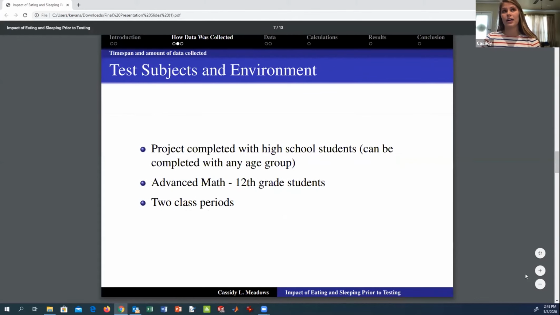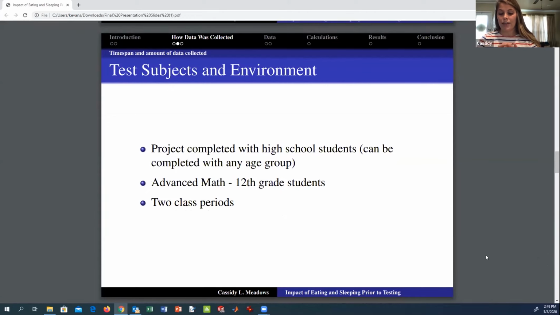So I gave this survey to high school students. I am student teaching at Neville High School. I had 12th graders, 10th graders, 11th graders, I had all of them. But I chose to do 12th grade students because they were my advanced math class and they were first and second period. So they were the very first periods of the day. And they were back to back.